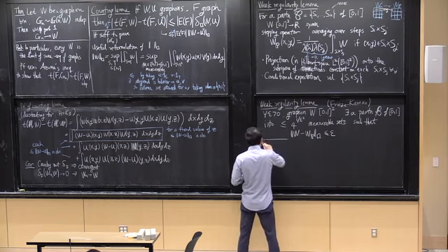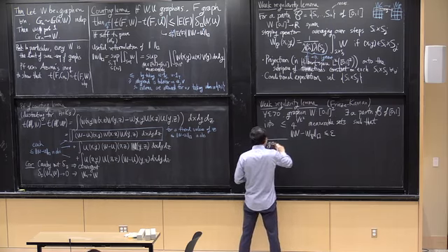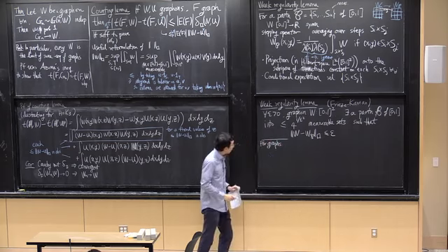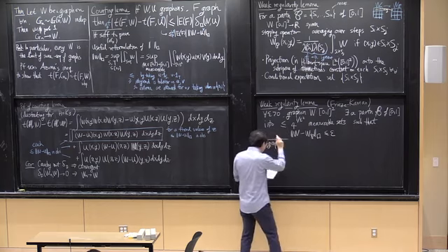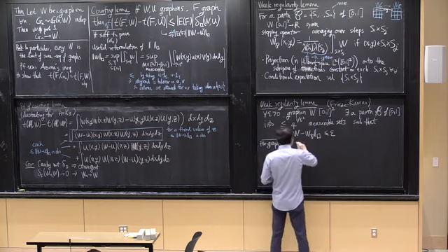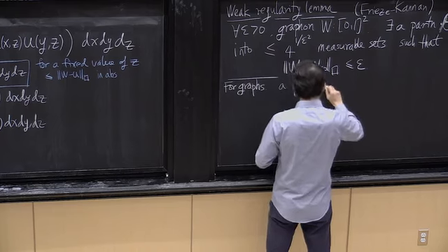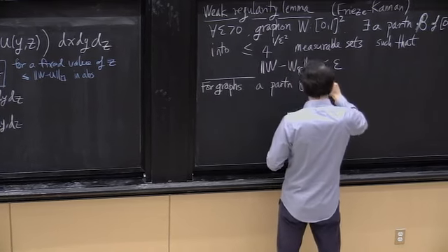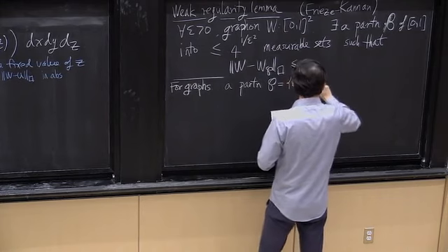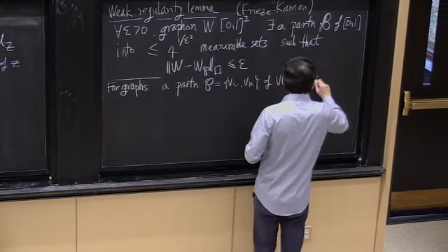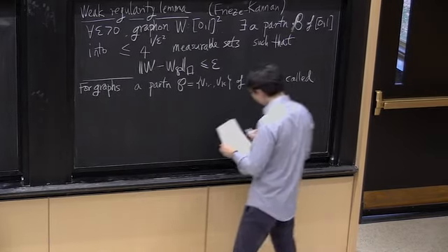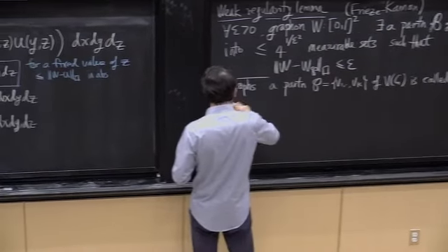So for graphs, the weak regularity lemma says that, so for graphs, let me define a partition P of the vertex set is called weakly epsilon regular.